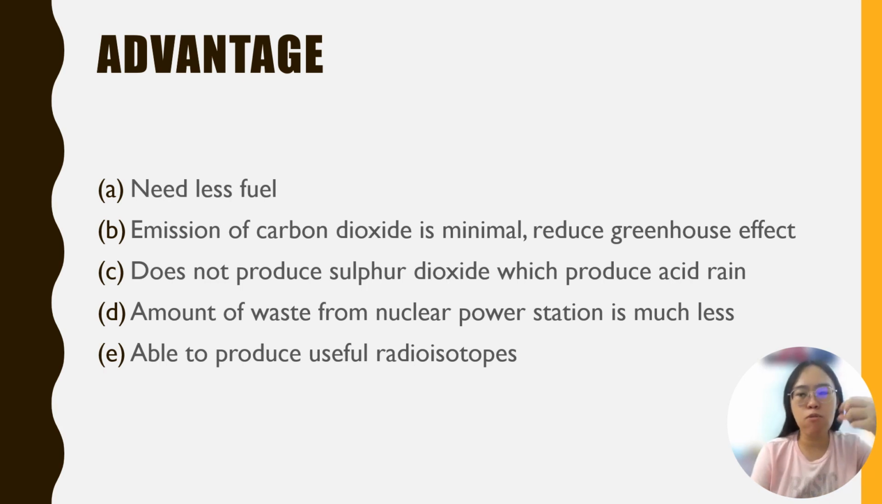OK, it does not produce the sulfur dioxide gases that cause acid rain, and the amount of waste from the nuclear power plant is much lesser. Okay, and it's able to produce useful radioisotopes. Okay, 有些 isotopes, for example, potassium 啦，phosphorus 啦，它是 useful for 那些 plant，还有就是我们 checking of the body organ.